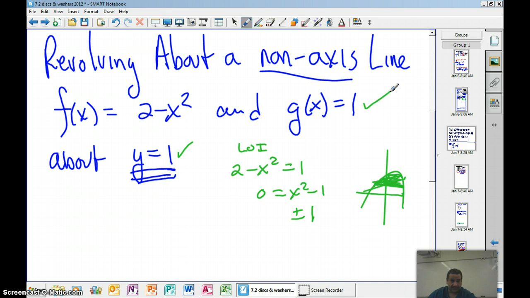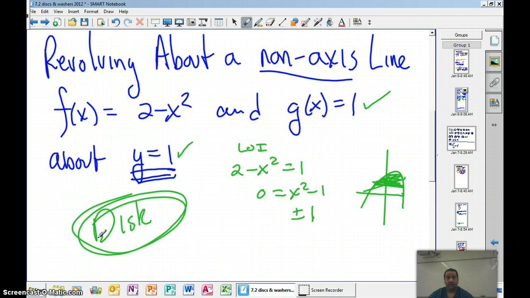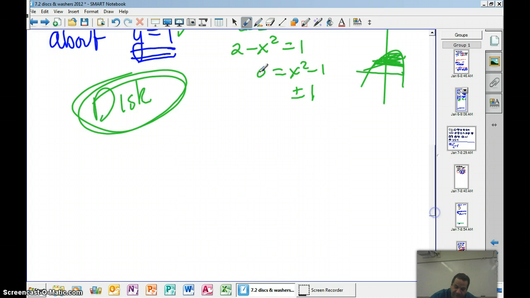So it's still a disk. You have to think about it being a disk. All right? If you have to graph it, then graph it. But I just thought about it. I know it's a disk. So I'm going to use the disk formula. And I'm back to red here. I'll do it in red.